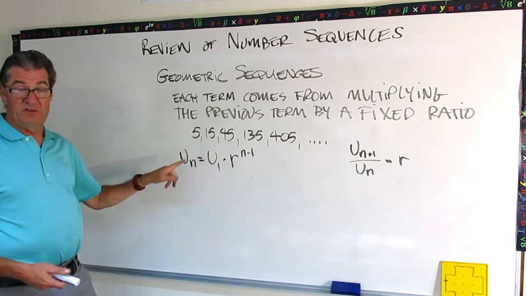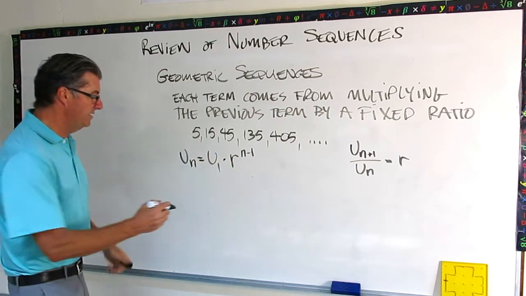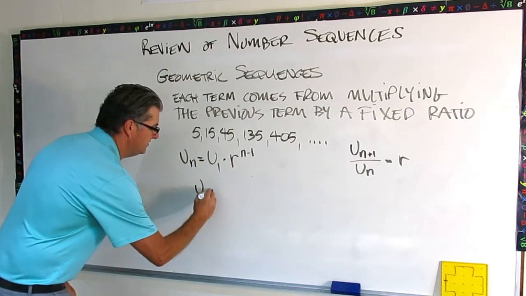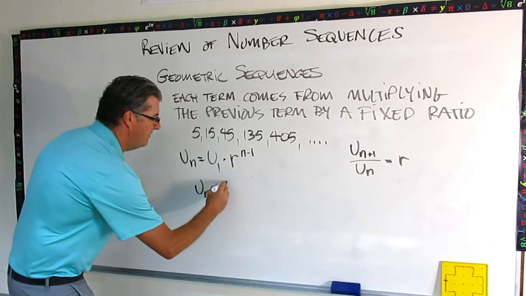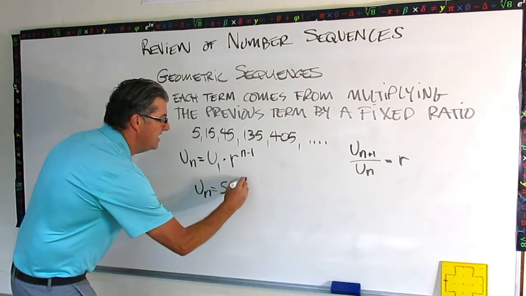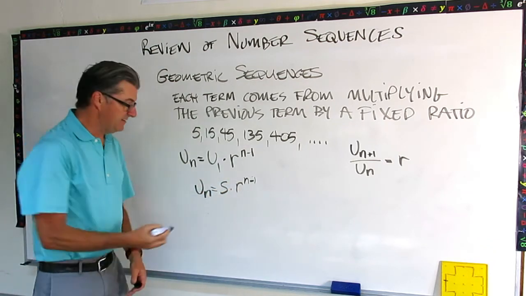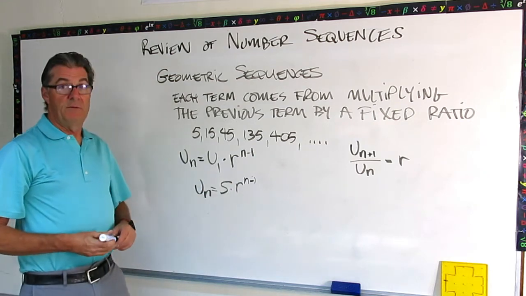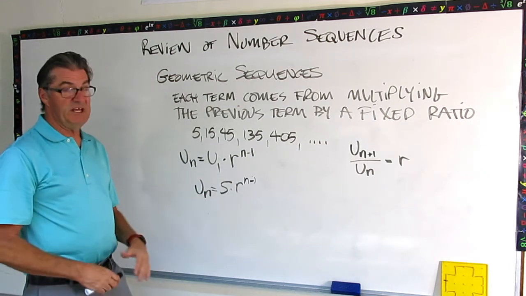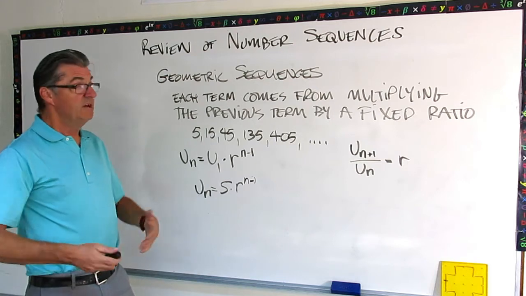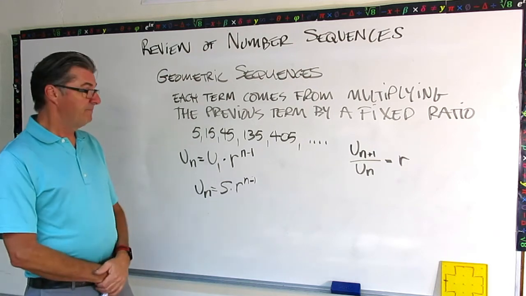First off, let's generate our explicit formula. It's going to be u_n equals our first term, 5, times r to the n minus 1. And that's it. There's nothing more to say here, but we can easily use this formula to get the 20th term of this sequence, or in fact any other term we want.